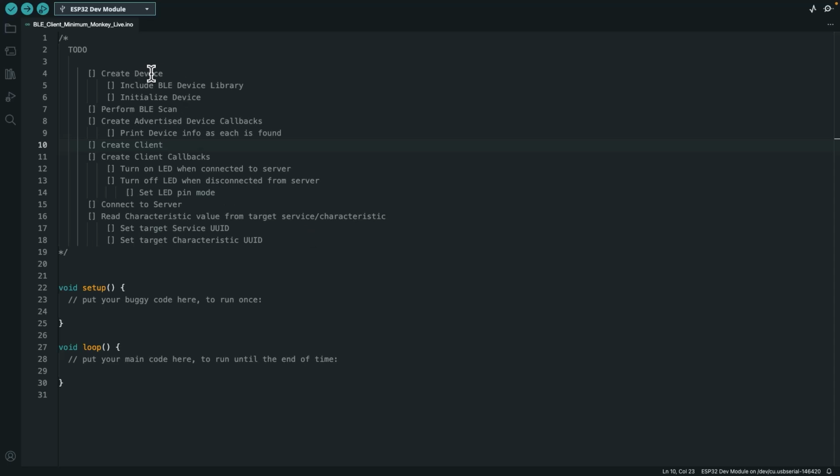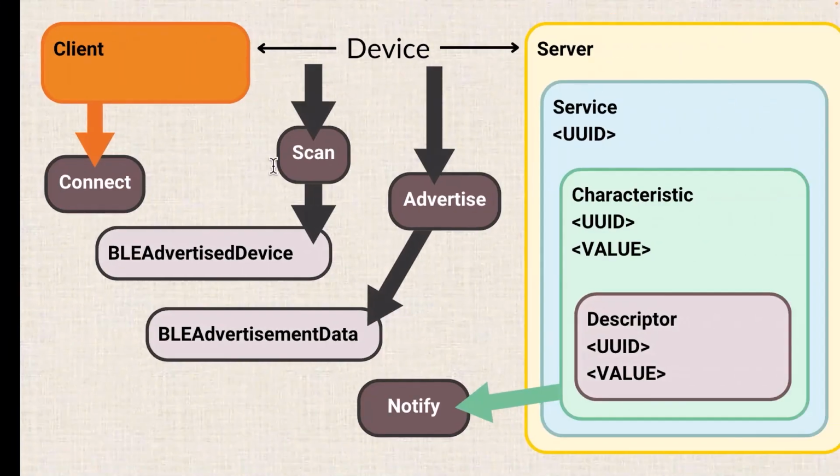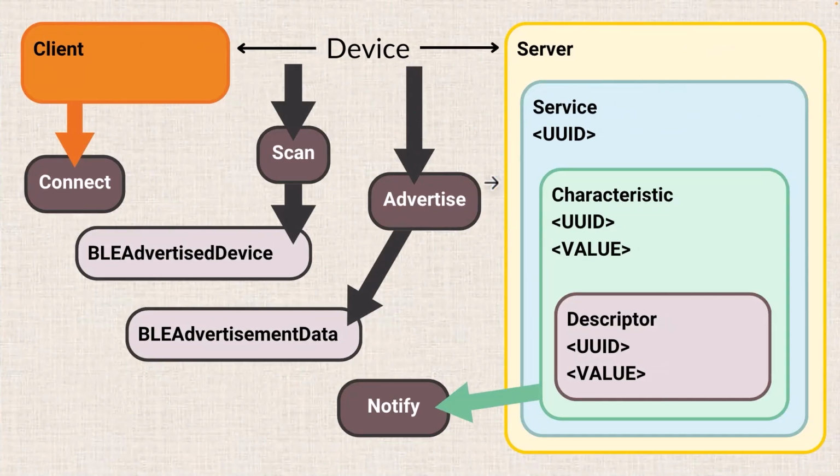So first thing we need to do is create a device. Now, if you remember the design of this BLE library, we've got a device, and this is the top of the hierarchy. And a device can make a server, or a device can make a client. So in this case, we're making a client, and we'll also be doing a scan.